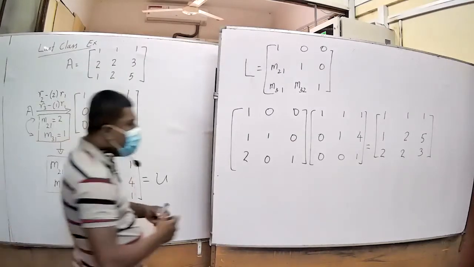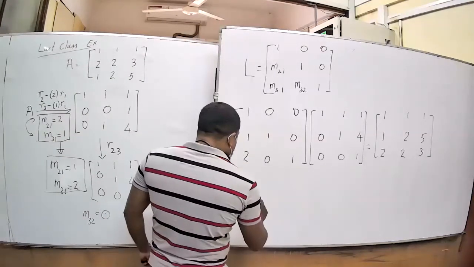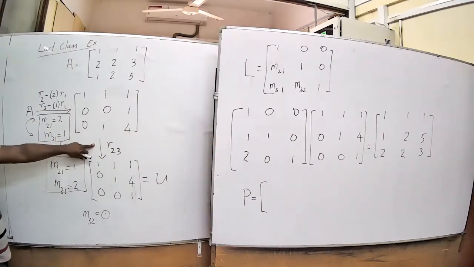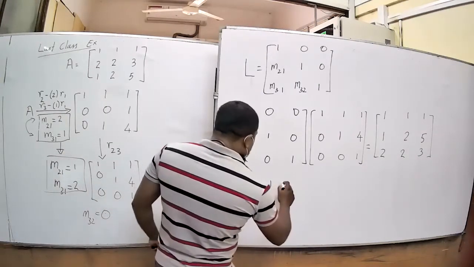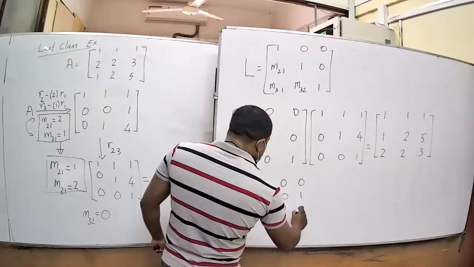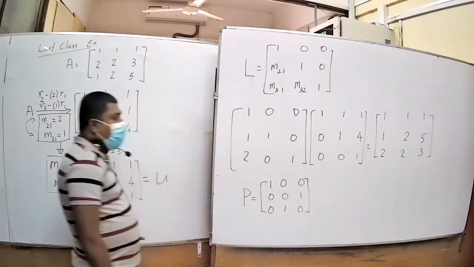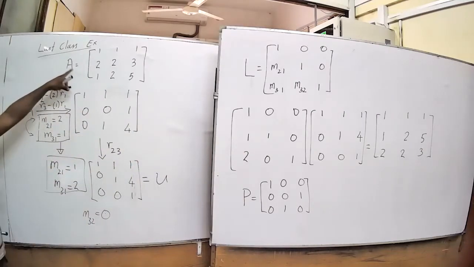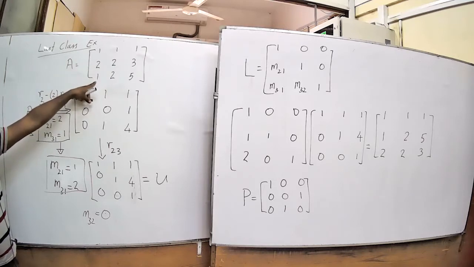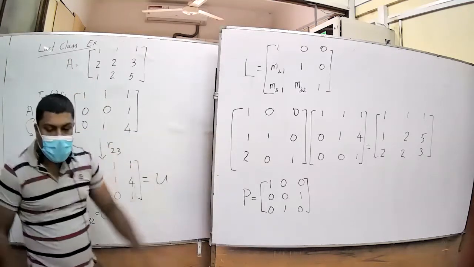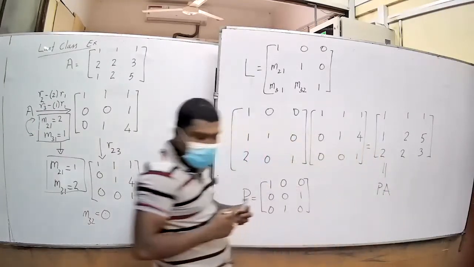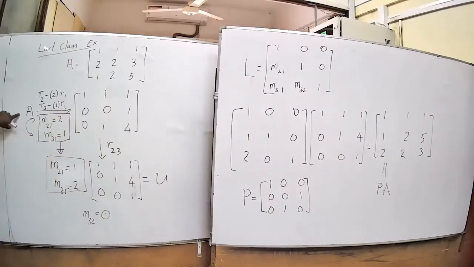Now you also know P, which I already wrote down. P is like this because you change only the second and third rows, so 1, 0, 0, 0, 0, 1, and 0, 1, 0. You can now easily check that P times A is row 2 and row 3 interchanged. The row 3 in A becomes row 2 there. So you can clearly check that now this is PA. So this is the mistake I made last time in the last class.